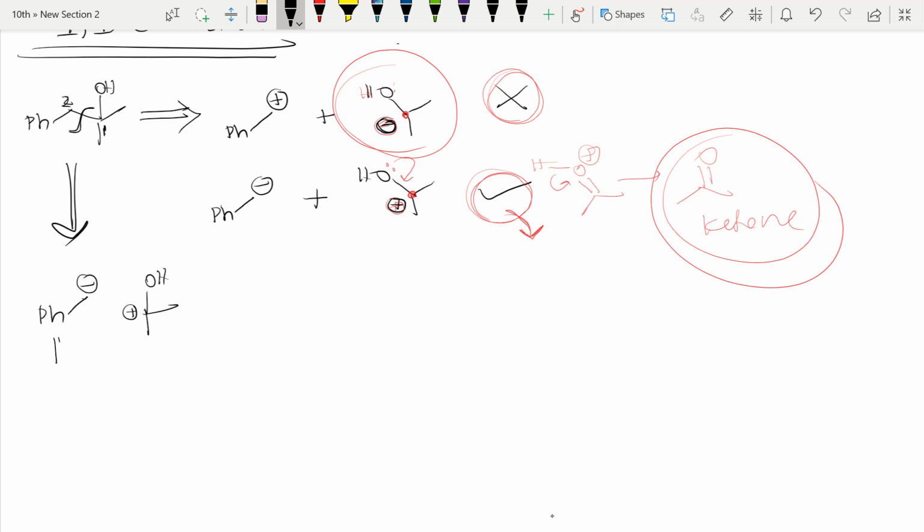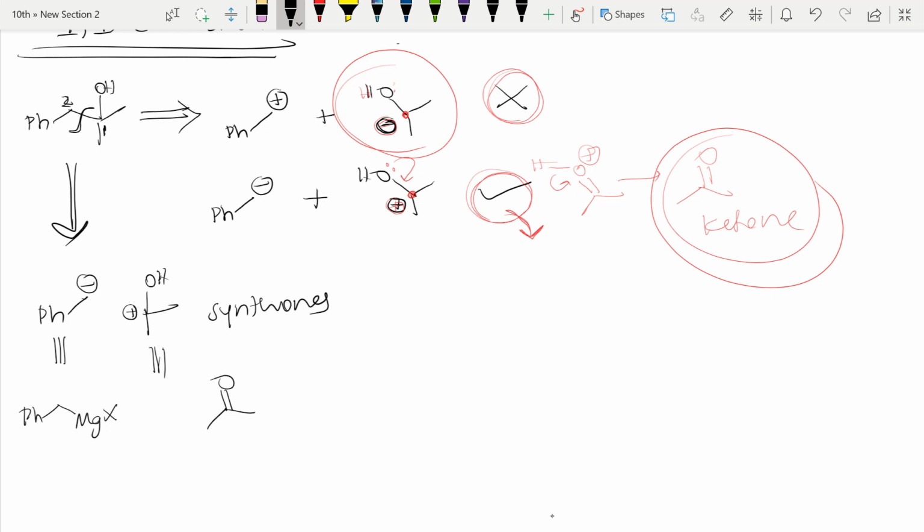So how do we get the equivalent reagents? These are the synthons, but to get the equivalent reagent we need to work it out. The equivalent reagent for this PhCH2 minus is nothing but the Grignard reagent, MgX, right? So this will be the equivalent reagent for this, whereas for this the equivalent reagent will be the ketone. See here, I have told that.